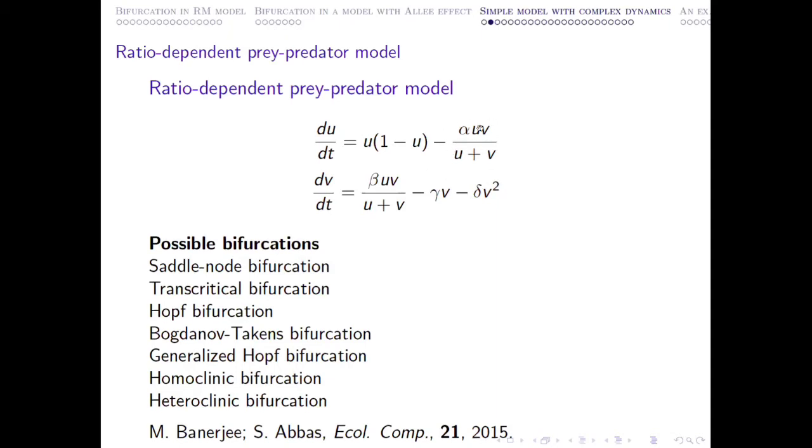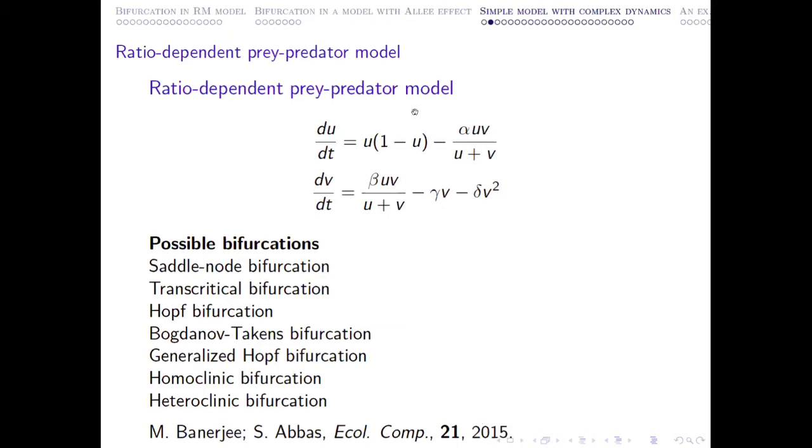So this is the ratio dependent functional response, and here what we are considering is that there is an intraspecific competition among the predator. So that's why apart from this linear death rate, there is a quadratic term which represents the intraspecific competition term. If you want to have more details about this model and its analysis, you can have a look at this paper. This is completely taken from this paper only.